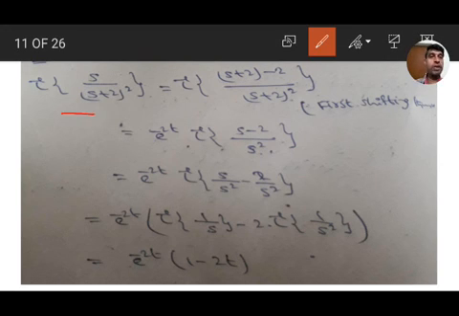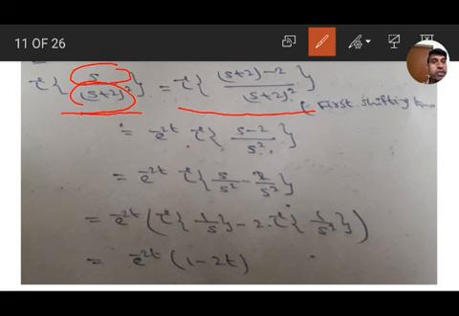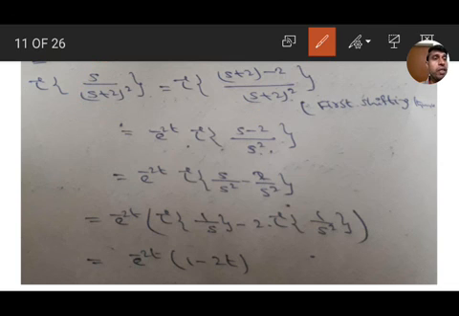L inverse of s by s plus 2 whole square equals L inverse of, here already the denominator is of the form s plus 2 whole square, so write the numerator also in the form of s plus 2. So s can be written as s plus 2 minus 2. Now each and every term in the numerator and denominator is of the form s plus 2, except the constant.